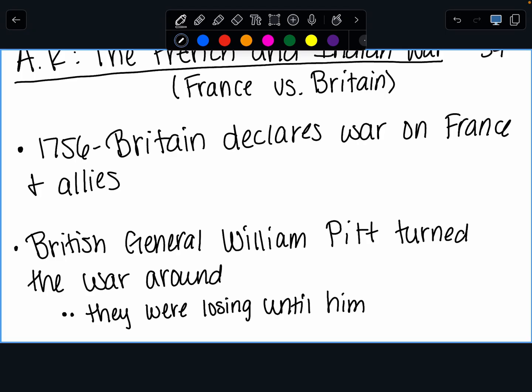So we're going to tack on, they were losing until him. I mean, because they were, weren't they? He turned the tide of war. They were getting their butts spanked. And then William Pitt assumes command, and he turns the tide of the war. Now, who do you think is going to win? Britain. We'll figure that out.